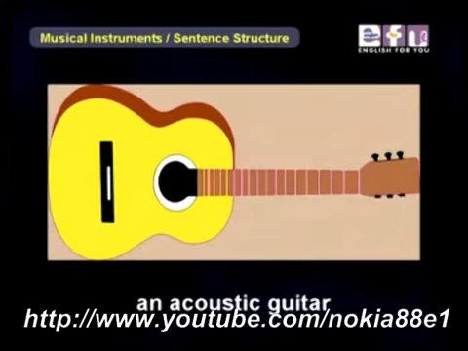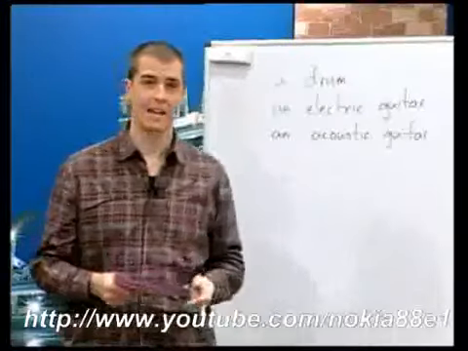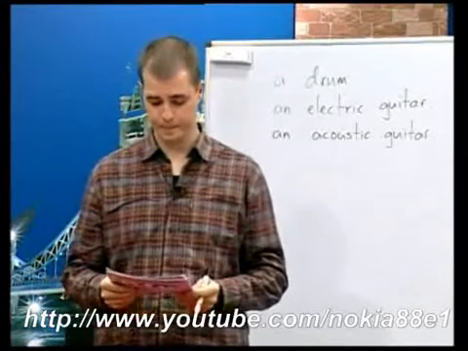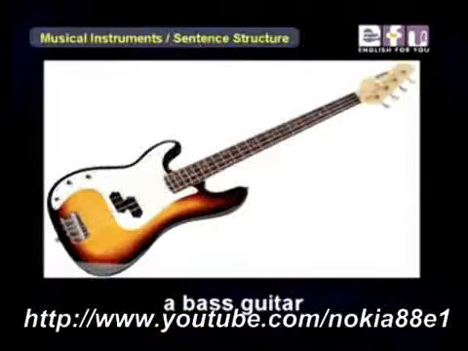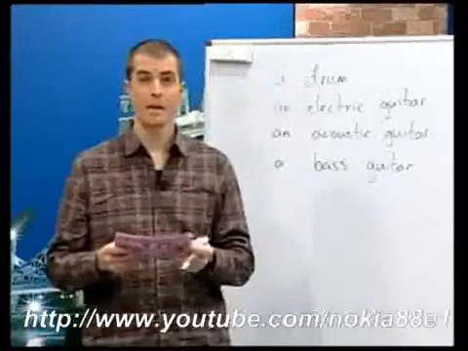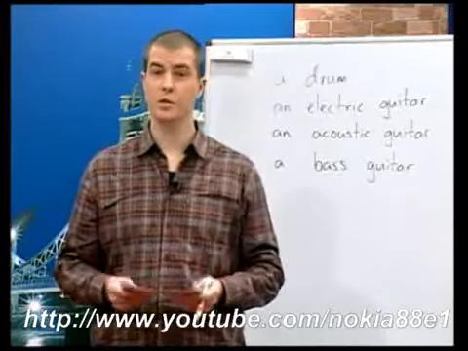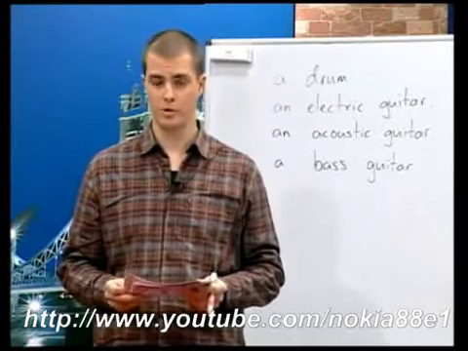An acoustic guitar. An acoustic guitar is like an electric guitar, except its sound is softer. It does not have its sound made louder electronically. A bass guitar. A bass guitar is a musical instrument with 4 strings, and it is used to play low notes.